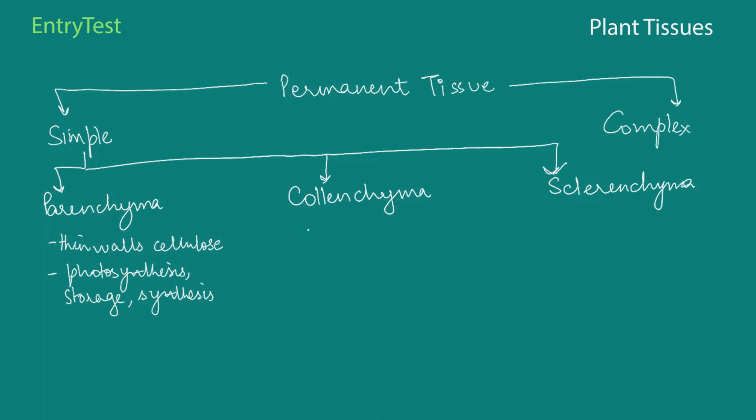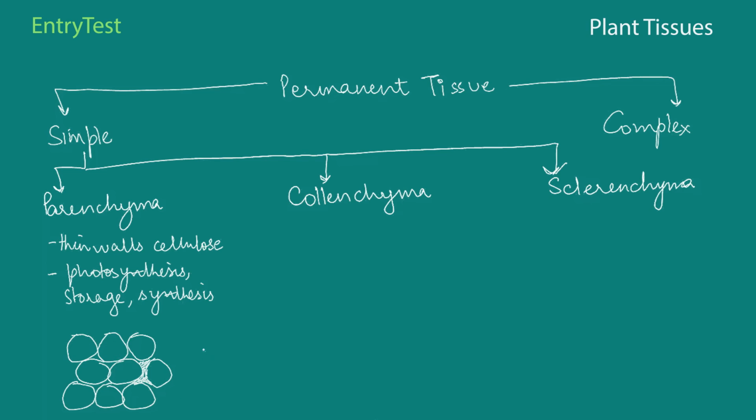Sometimes they may have spaces between cells, or sometimes there may not be intercellular spaces at all. So if you want to draw a diagram, this would be a very simple diagram of a parenchyma. And this is a diagram where you can see the intercellular spaces between the cells. So these are the intercellular spaces, and in some cases, these spaces may not be present at all.